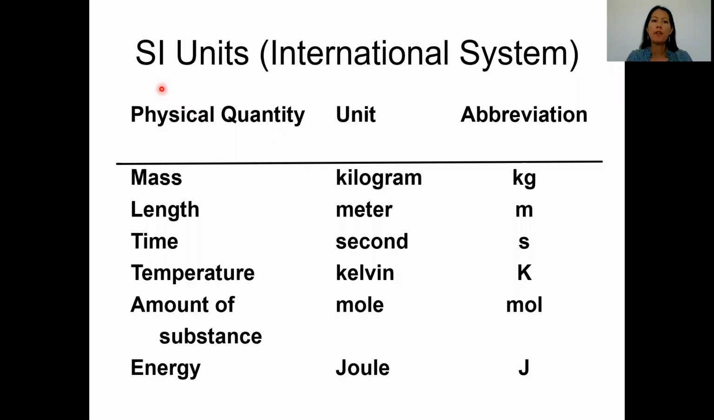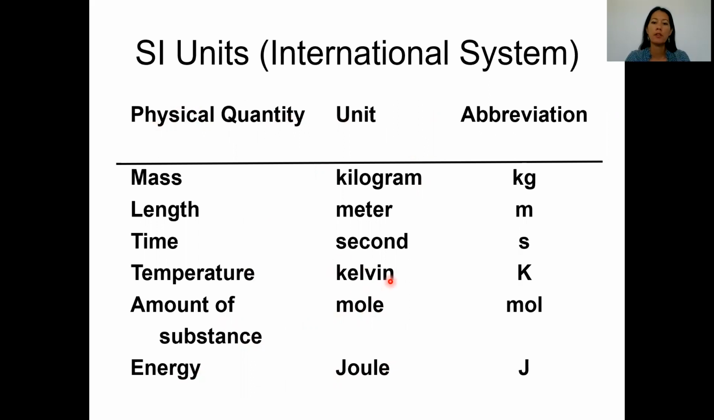So the first thing I want to cover are SI units. These are used globally, and they refer to the standard units of measurement for different physical quantities. For example, we'll use the joule for energy. Sometimes we use calories. The mole for amount of substance. In the lab, you will use grams, and sometimes convert to moles depending on what you need to do.